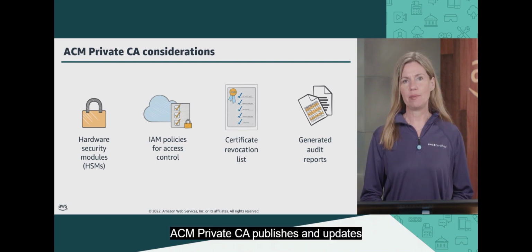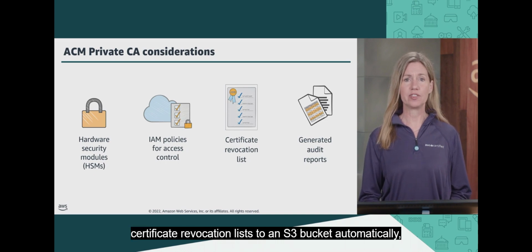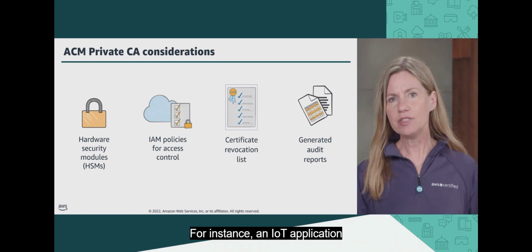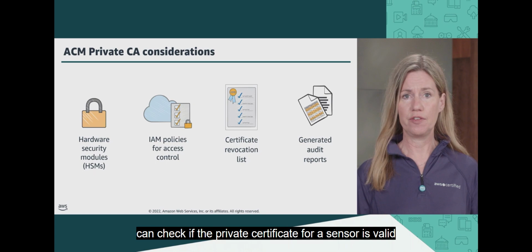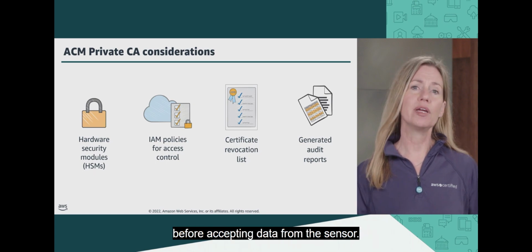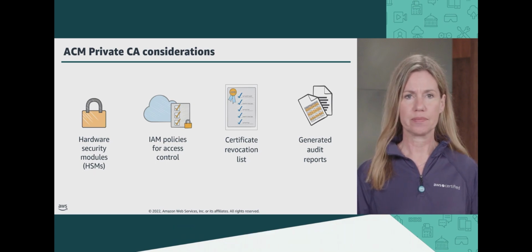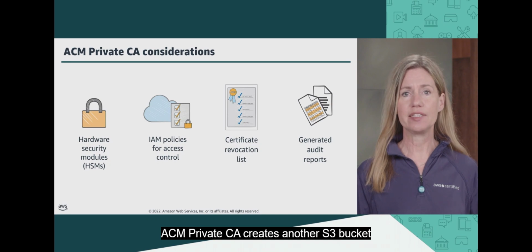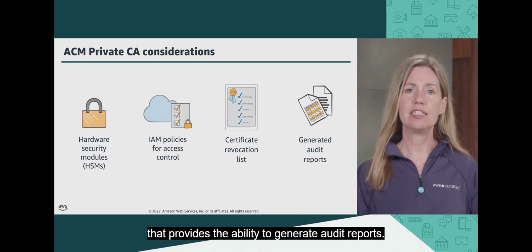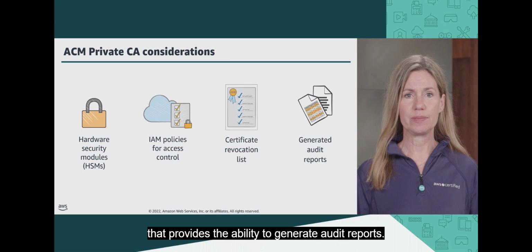ACM Private CA publishes and updates certificate revocation lists to an S3 bucket automatically to help prevent the use of revoked certificates. For instance, an IoT application can check if the private certificate for a sensor is valid before accepting data from the sensor. ACM Private CA creates another S3 bucket that provides the ability to generate audit reports.